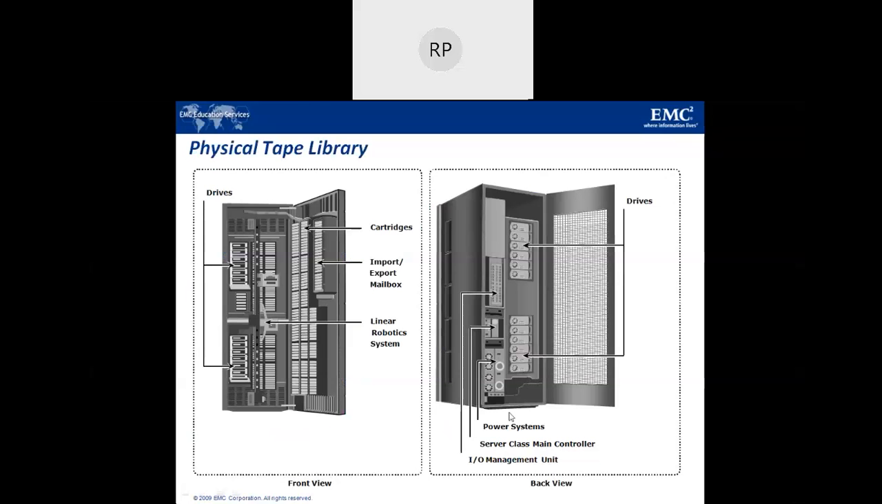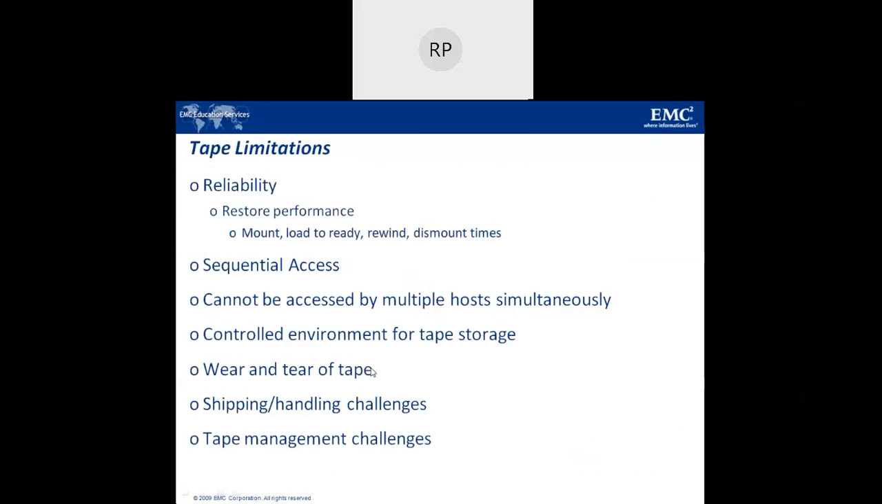Now this is how the physical tape library looks like. These are some cartridges, there are import/export mailboxes, linear robotic systems, and this can be connected to a storage array. Now what are the limitations of this tape drive? The first limitation is reliability. The restore performance is very low compared to other options, hence the reliability is very less because you need to mount, load to make it ready, rewind and dismount a number of times. For all these reasons, the restore performance is very low.